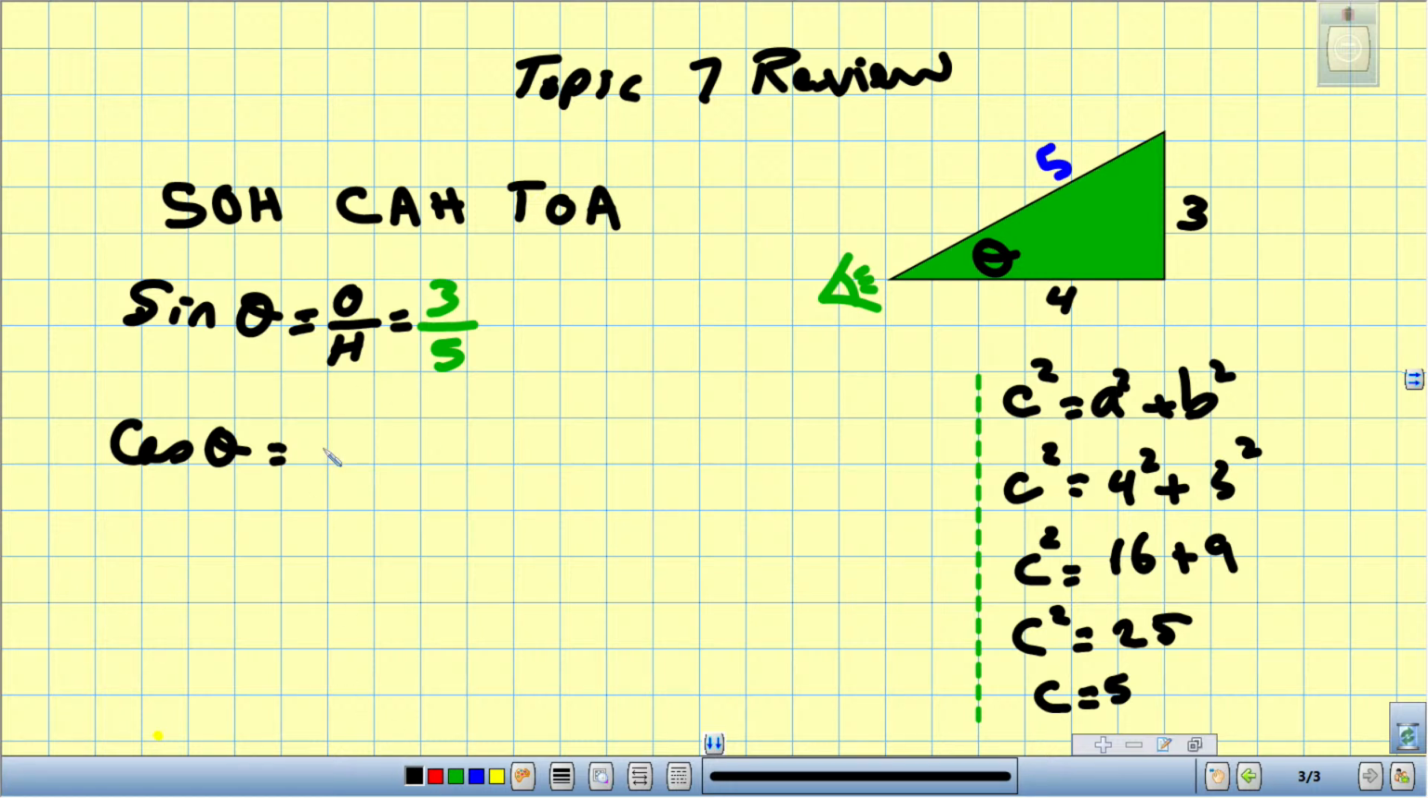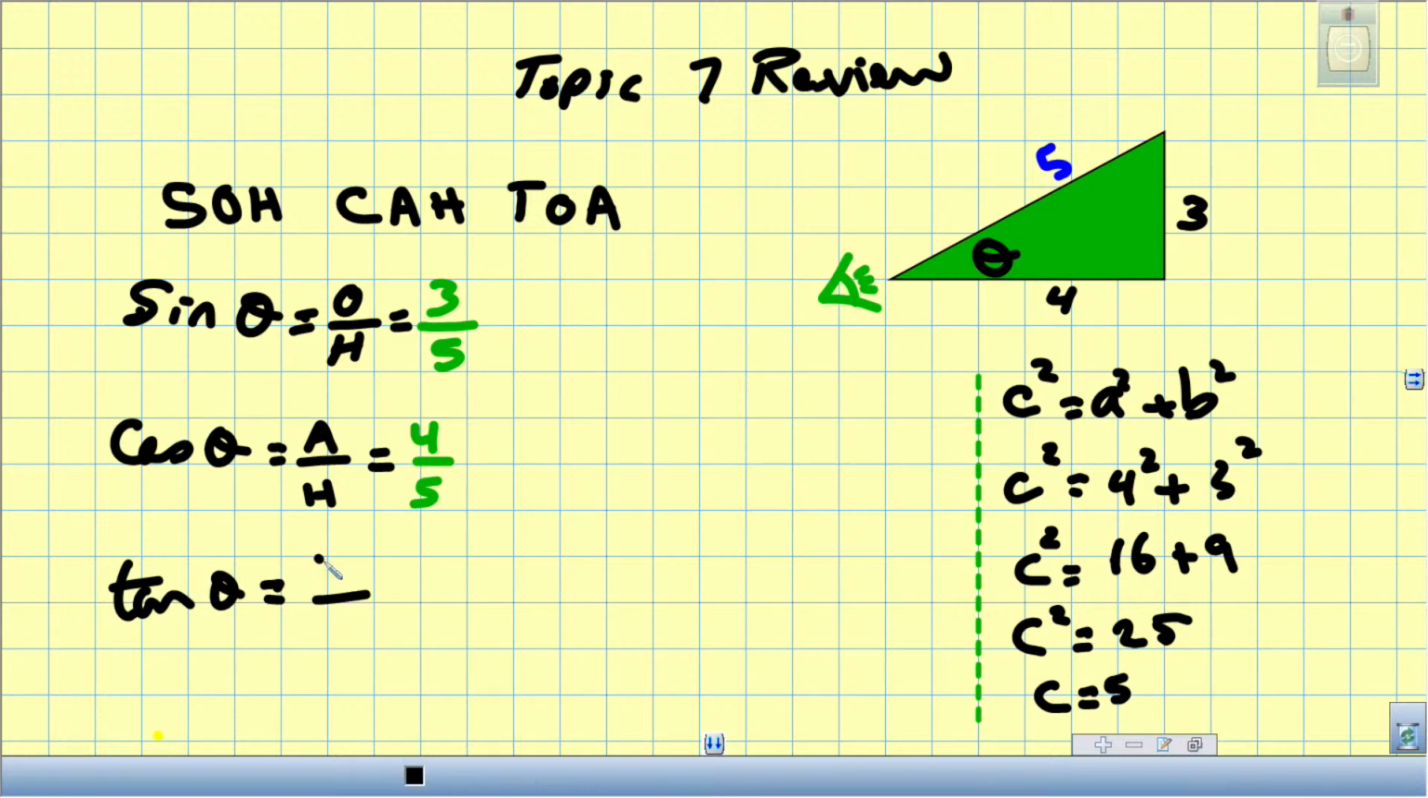Adjacent over hypotenuse. And my adjacent is going to be the 4, right? The 4 over the 5. And let's do the last one, TOA, tangent. Tangent theta is going to be opposite over what? Over adjacent. Thank you. And to me, these guys are what? What's opposite of me? Wait, we just talked about that. 3 is opposite of you. Adjacent of you is 4.